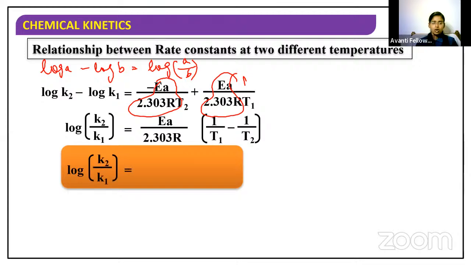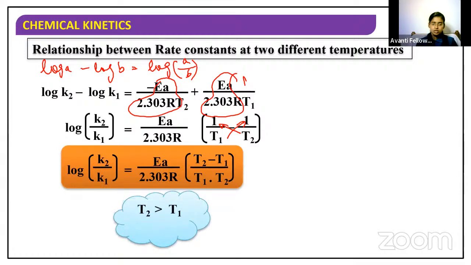Now log K2 by K1 is equal to Ea by 2.303 R, and you can take the LCM: T2 minus T1 divided by T1 into T2. Here the final temperature will always be greater than the initial, and the final rate constant will also be greater than the initial rate constant value. The last equation will be very helpful in solving numericals. Got it? And this will also come in the theory part.